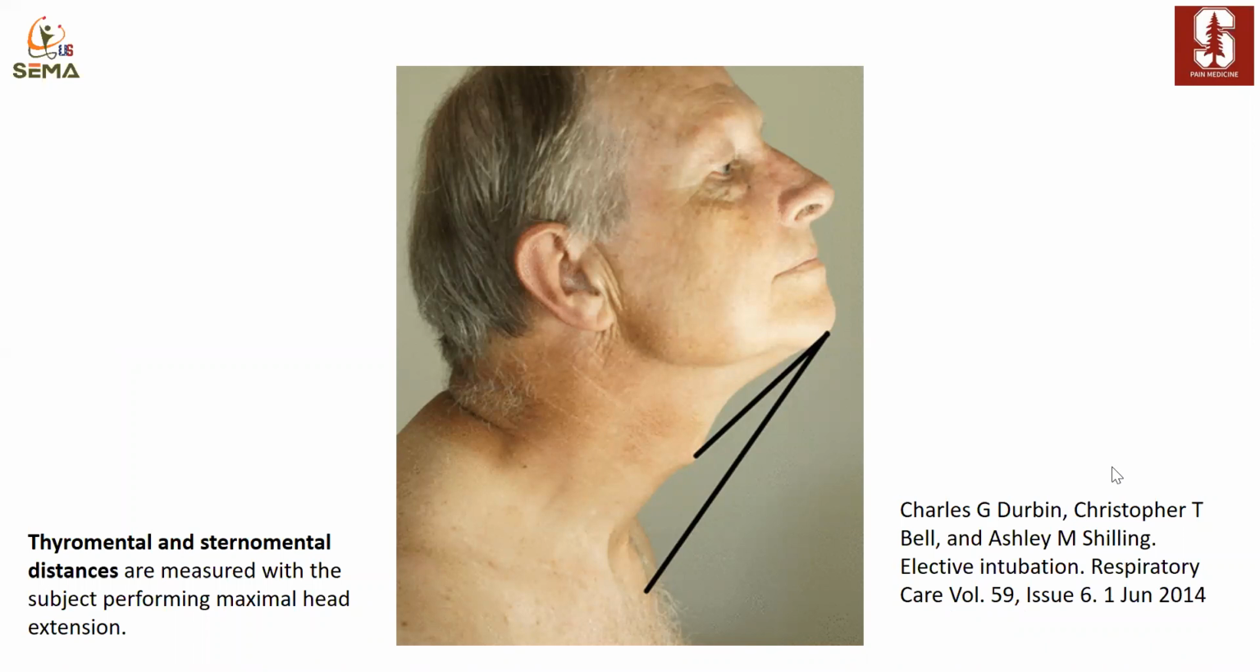Next, we'll talk about other measurements. Here specifically, we're talking about thyromental and sternomental distances. And by the way, this is Dr. Durbin. He's one of the attendings who trained me during my residency, and he is specialized in critical care. He's one of the popular critical care physicians. He retired during my residency, but he has a lot of good publications, and he's an expert in his field.